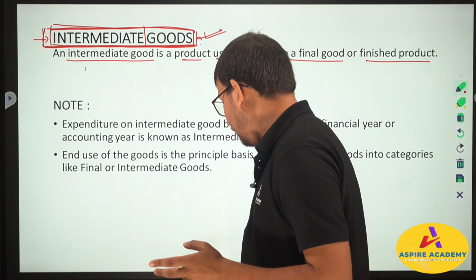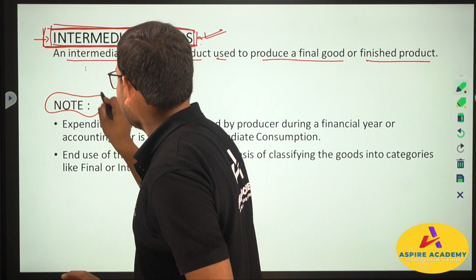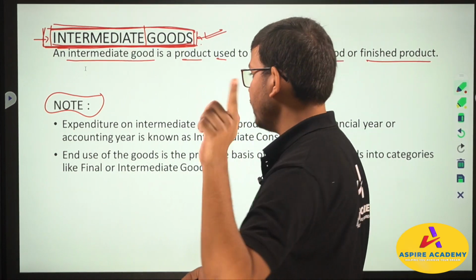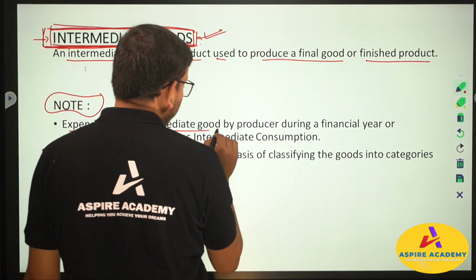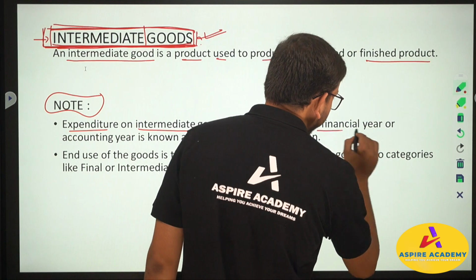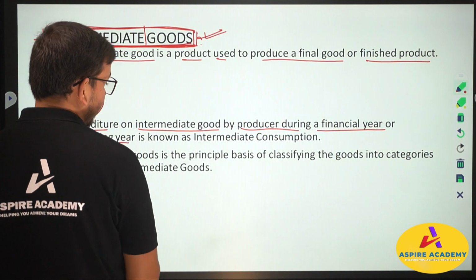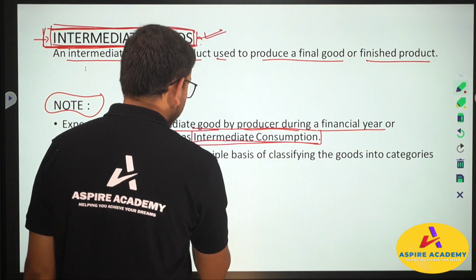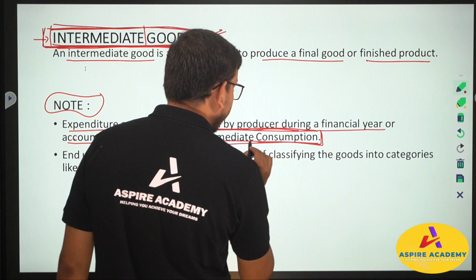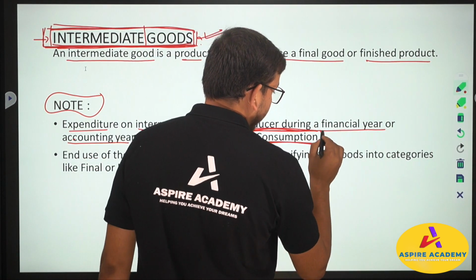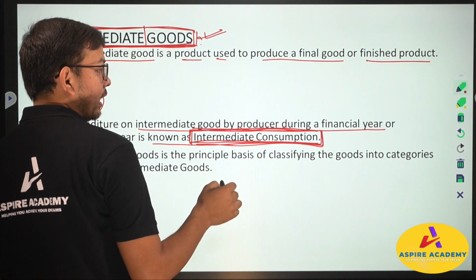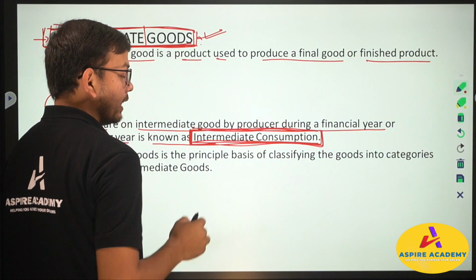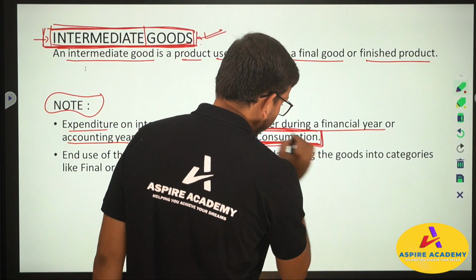So before moving further, you need to note two most important facts about intermediate good and classification of goods. The first one: expenditure on intermediate good by a producer during a financial year or accounting year is known as intermediate consumption. Whatever expenditure that we make in the consumption of intermediate goods in a financial year, that particular expenditure is known as intermediate consumption.